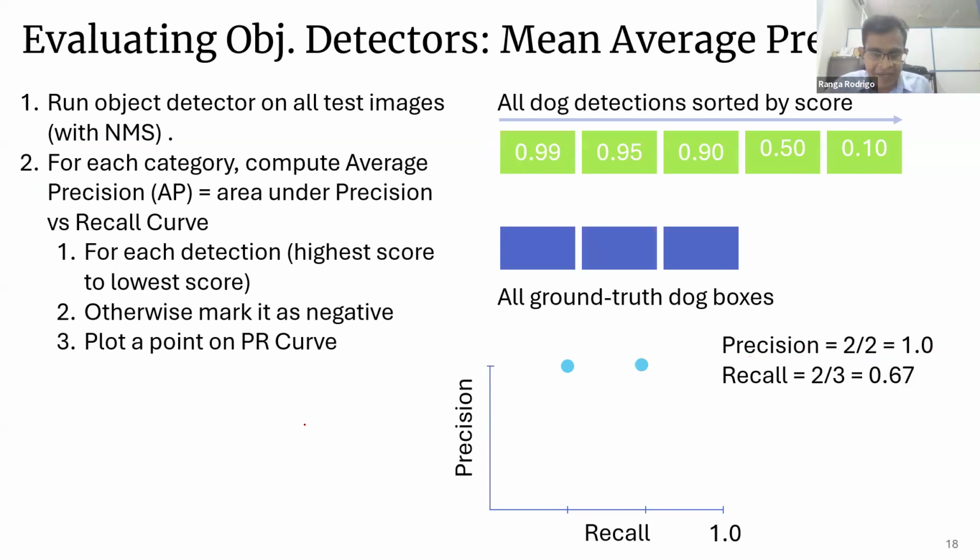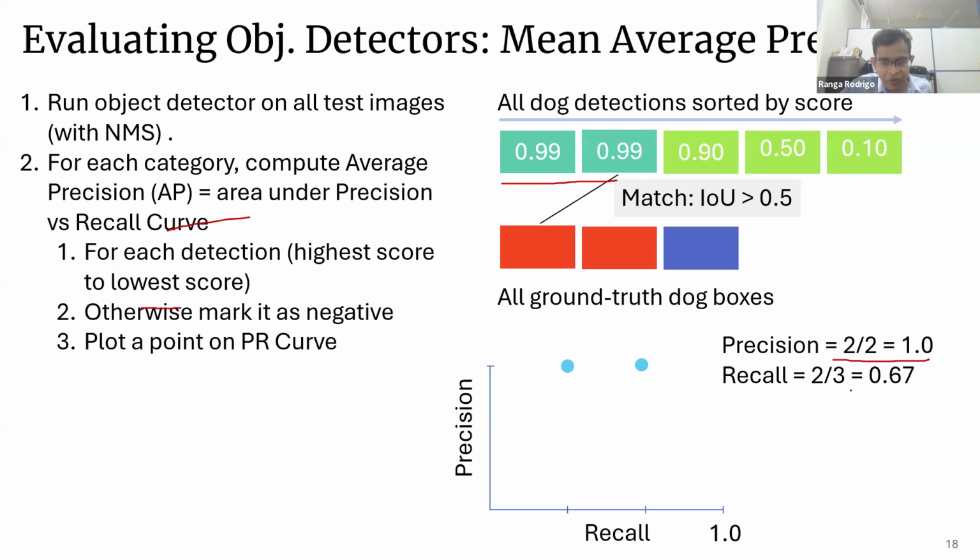Then get the next one. There's a match greater than 0.5 again, and out of the two that we have detected, both are correct. Both have ground truth matches. So precision is 2 divided by 2, which is 1. For recall, we have now covered two ground truth boxes, so 0.667. So we have one more dot here.